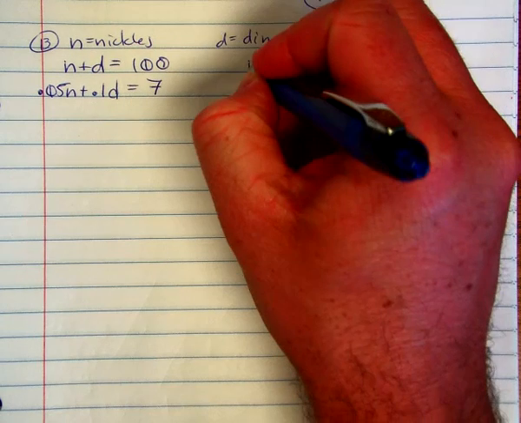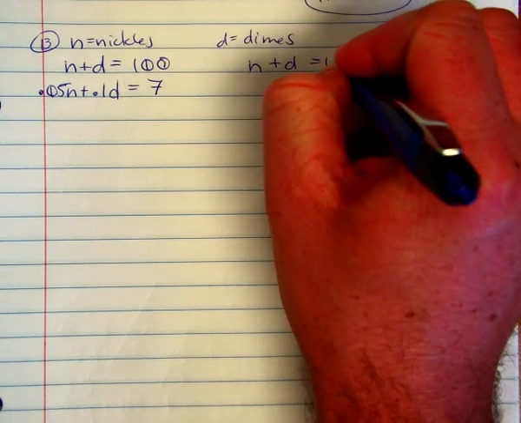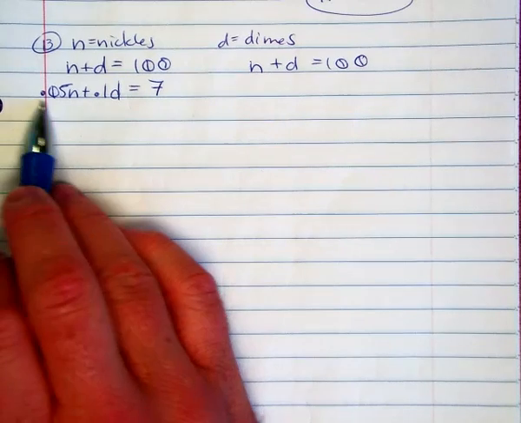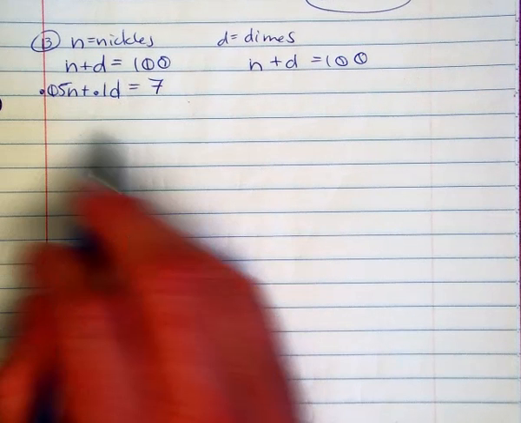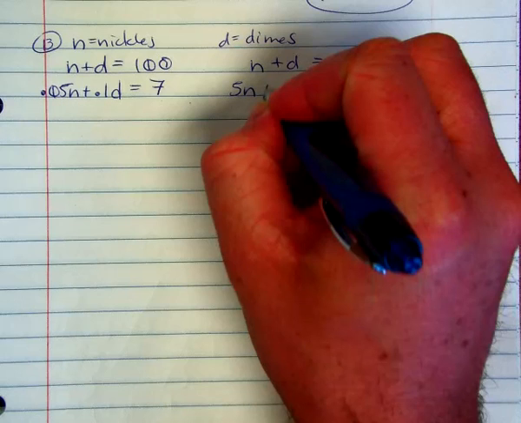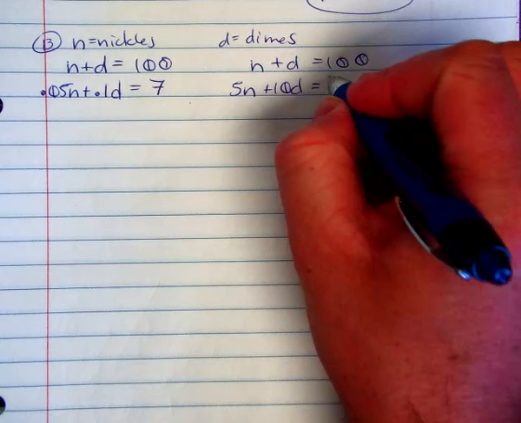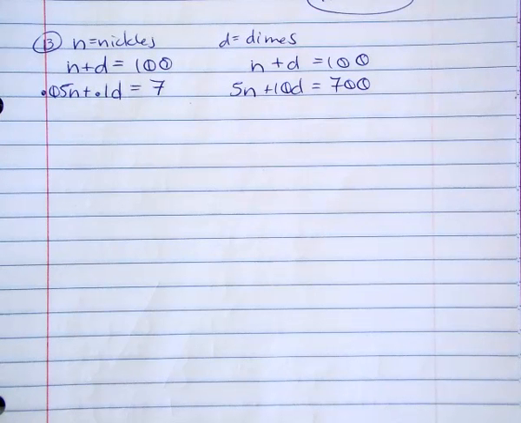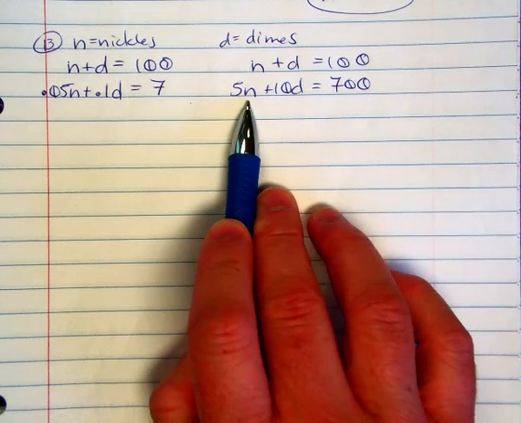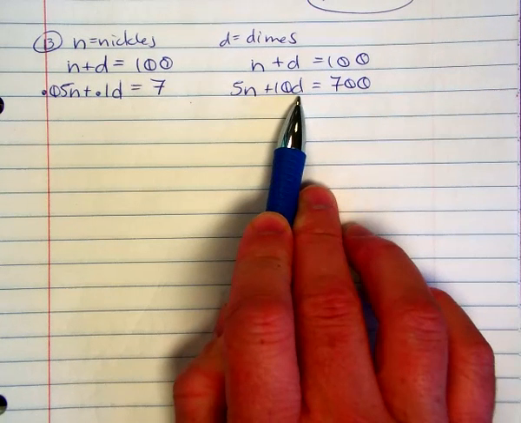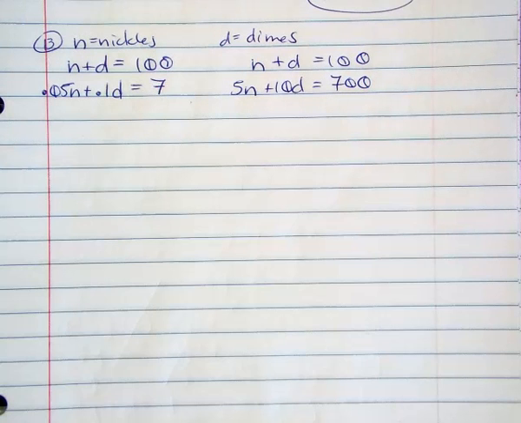So let's leave the first equation alone because it's already whole numbers. But let's move all these decimals 2 places to make 5n, 10d, and the 7 becomes 700. This is the same as talking about this in terms of cents instead of talking about it in terms of dollars. 5 cents for every nickel, 10 cents for every dime, 700 cents, which is the same as $7.